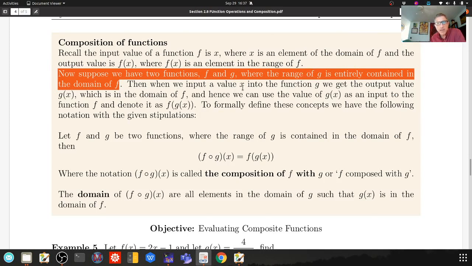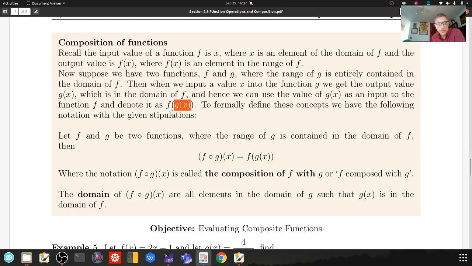Then when we input a value of x into the function g, we get an output value, which we denote by g of x. So that's a real number. What can I do with that real number? By stipulation, that output number has to be in the domain of f. And hence we can use the value of g of x as an input to the function f, and denote it as f of g of x. So this is pronounced f of g of x, or f composed with g of x.